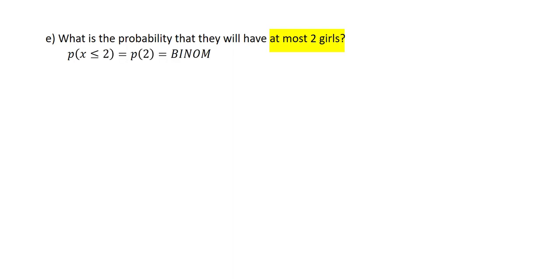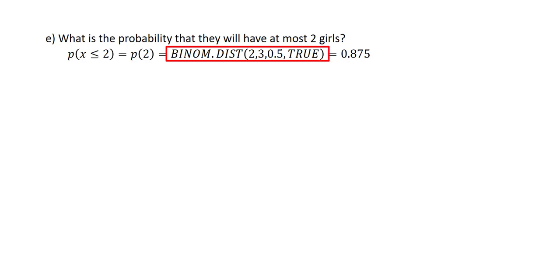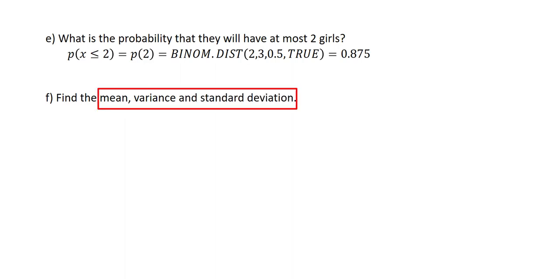The next question says, what is the probability that they will have at most 2 girls? At most 2 girls is X less than or equal to 2. In this case, the values for X will be 0, 1, and 2. Again, if you were finding individual values, you'd find those values and add them up. Or you can simply go to any cell in Excel. You put in the value of X to be 2, the value of N to be 3, the value of P to be 0.5, and then true because it's cumulative from 0 to 2. So it returns the value of 0.875.